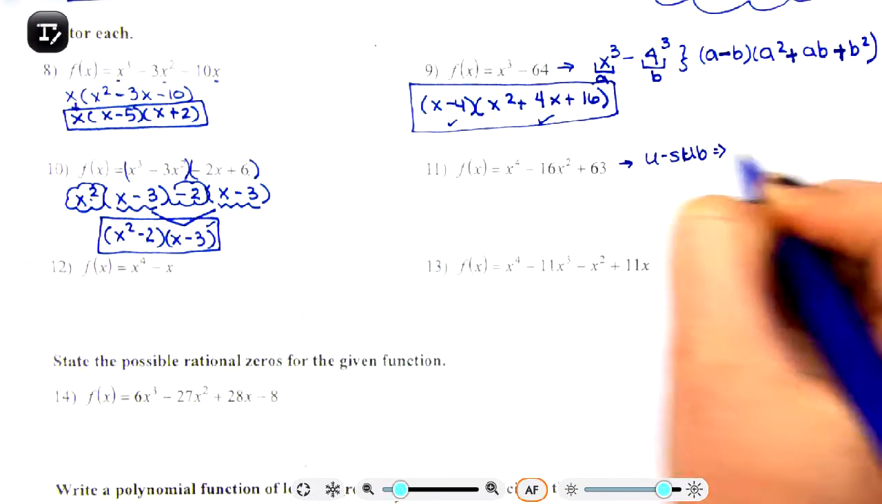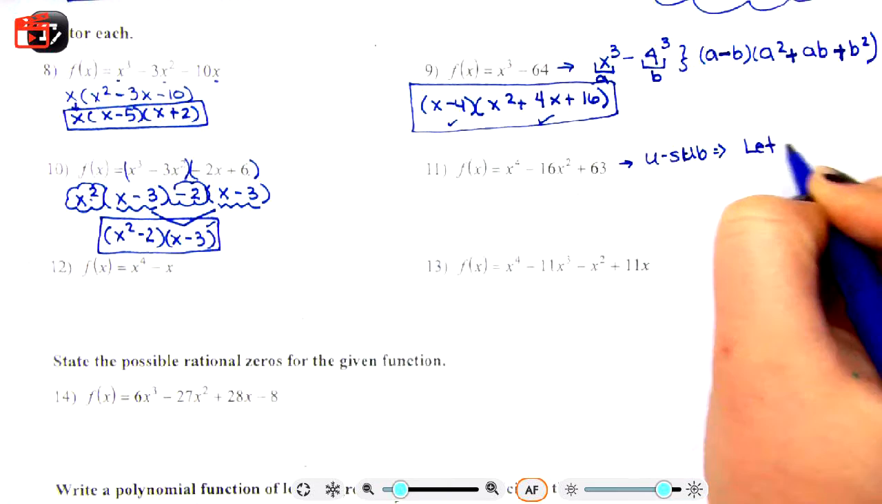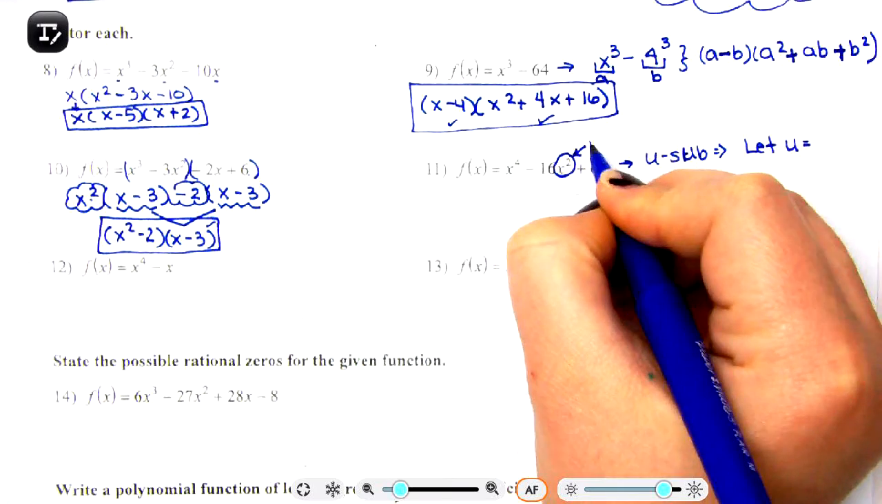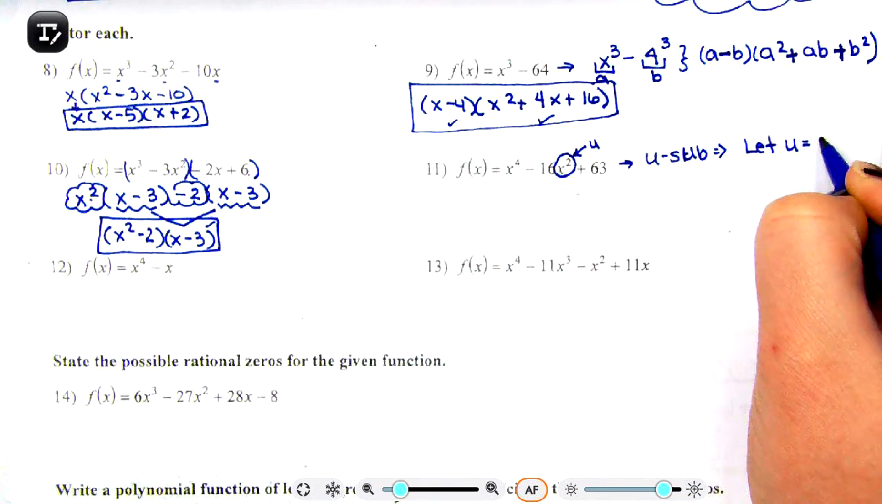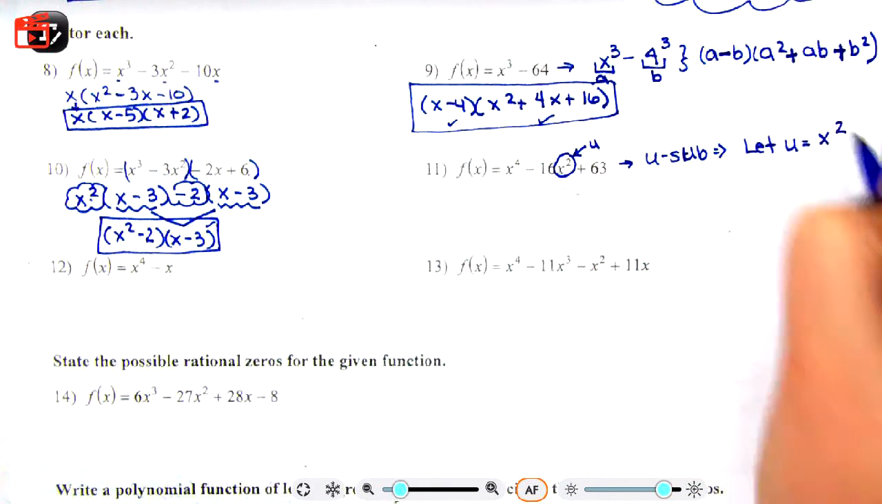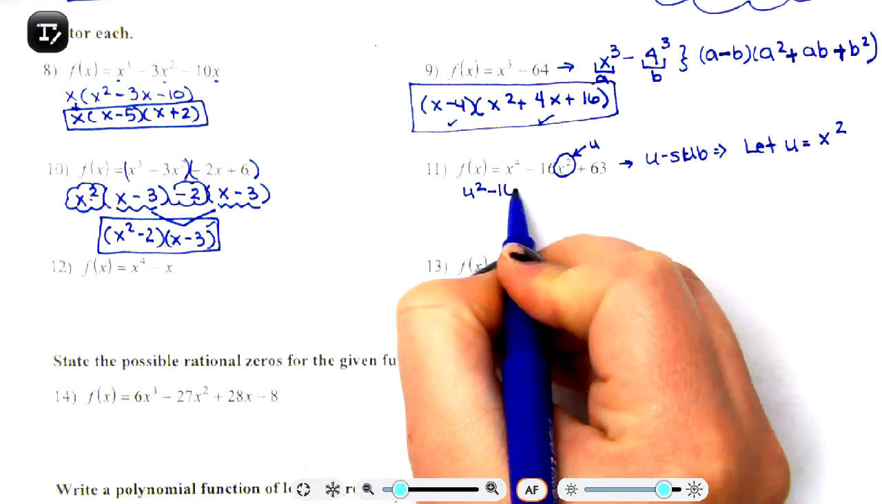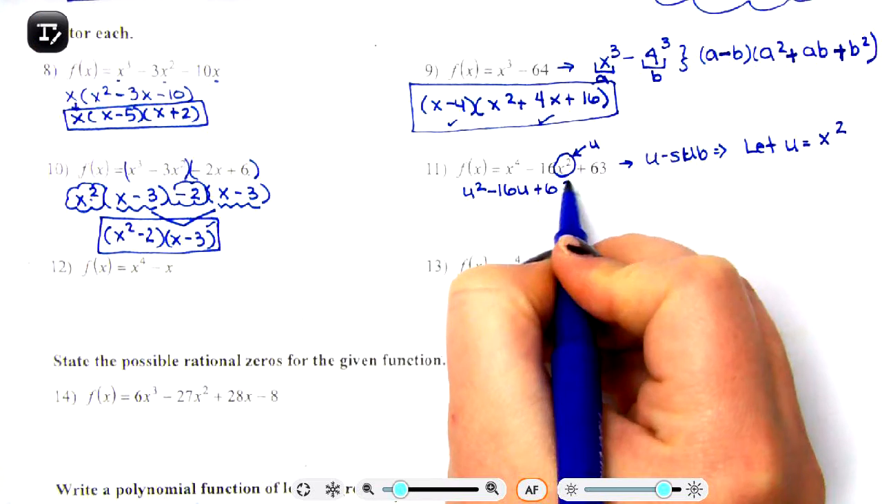Remember, with u substitution, just off to the side, let me know what you're using for u. This right here is always going to be what your u is. So let u equal x squared. I'm going to rewrite this as u squared minus 16u plus 63.